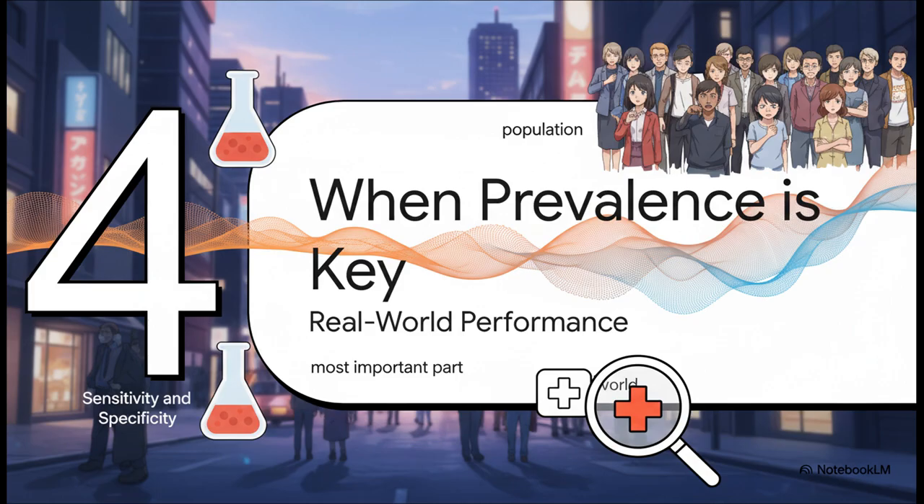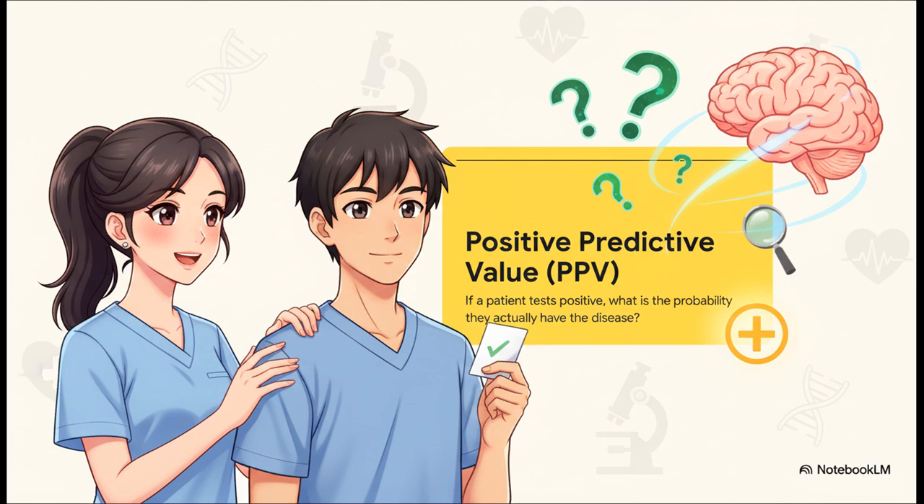We've talked about sensitivity and specificity, which is how a test performs in a perfect world, like a lab. But what happens when we take that test out into the real world, where the number of sick people in a population, what we call prevalence, changes absolutely everything? This brings us to something called the positive predictive value, or PPV. And folks, this is the number that really matters to the patient sitting right in front of you.